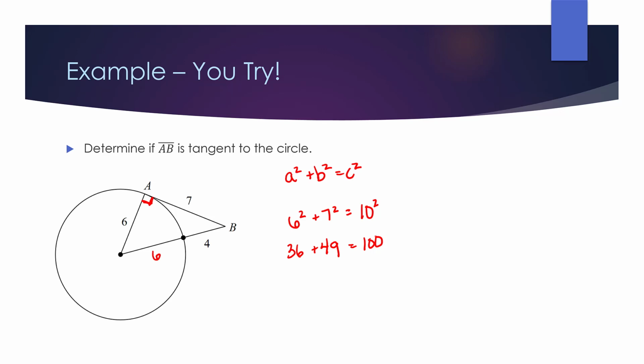10 squared is 100. Add 36 and 49 together, and when we do that, we get 85. So 85 equals 100. This is not a true statement. 85 is not the same as 100, so no, this is not tangent. And again, that's because the Pythagorean theorem doesn't work, which means that we don't have that right angle, so it cannot be perpendicular.